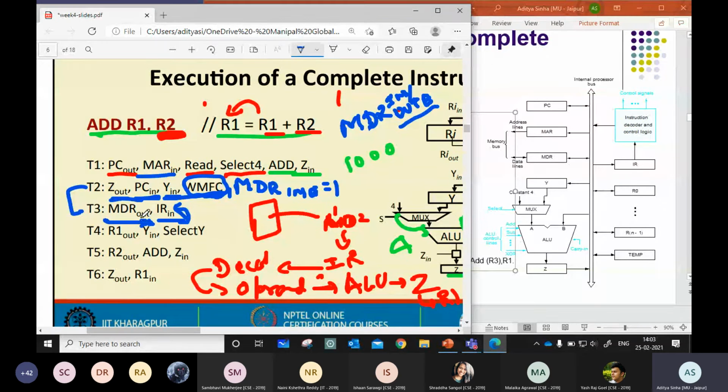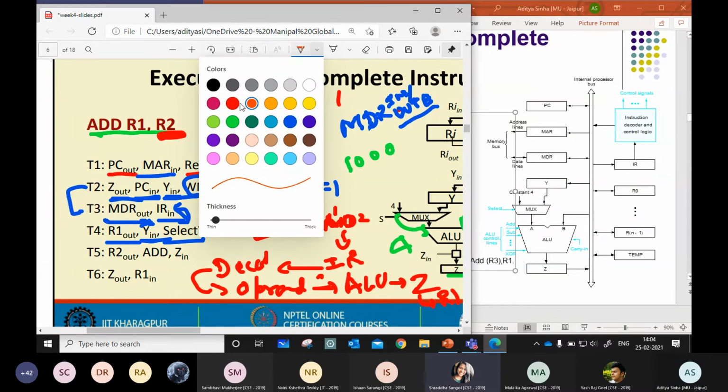From the MDR, the instruction will be fed into IR. When you do MDR out, that instruction will be available inside the bus. And since the IR in control signal is high, the instruction will be loaded into IR. Then we need to do R1 out and Y in, then select Y, because we have to select the data of R1. Why are we not doing select 4 and doing select Y here? Because now we are dealing with the contents of the register.